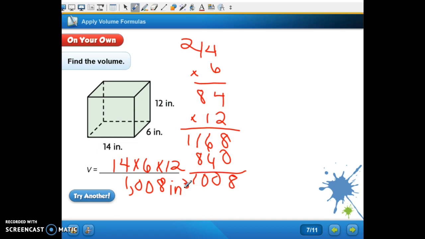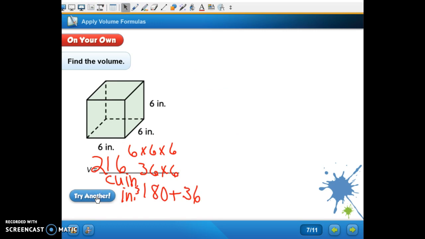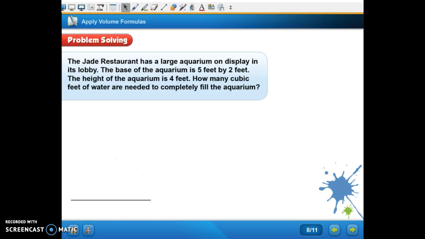Okay, let's see if they give us more when it goes down to the bottom. Nope. This is the problem solving. Let's go ahead and look at number 7 on the bottom of page 481.